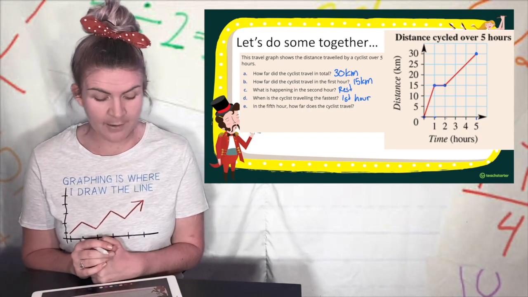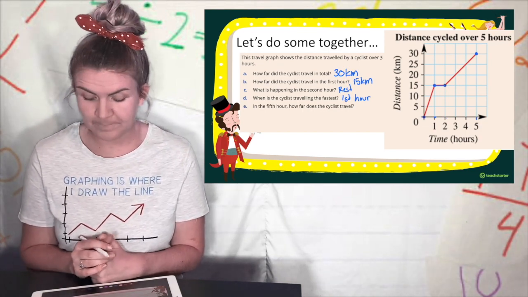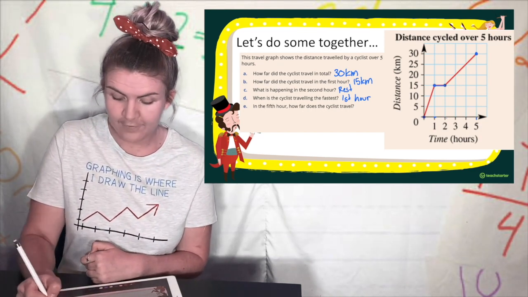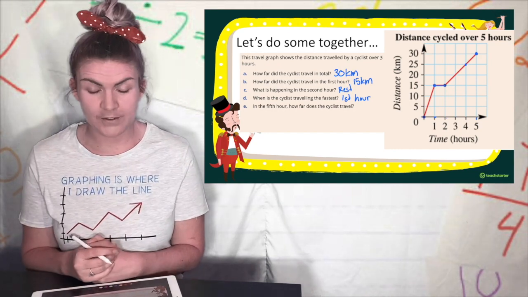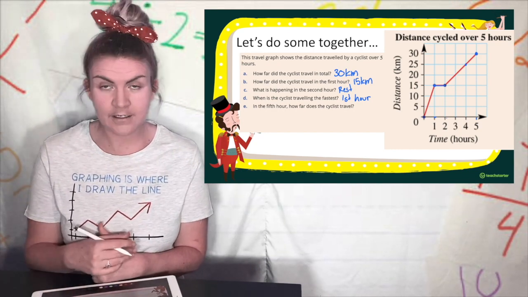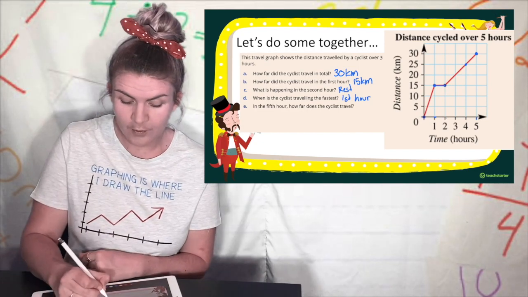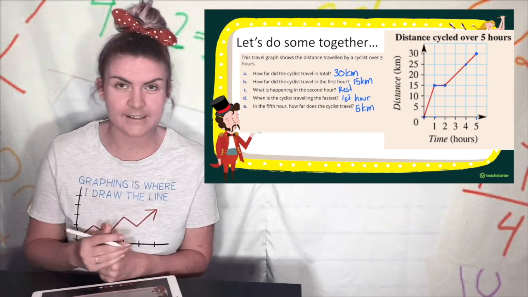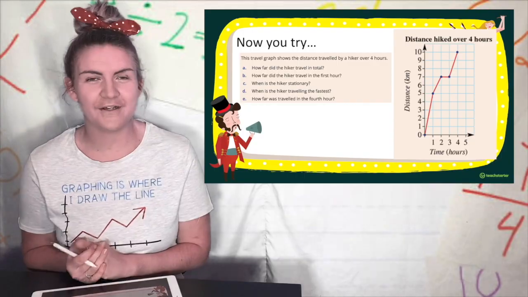E. In the 5th hour, how far did the cyclist travel? Well, I'm going from 4 to 5. So the 4th point is at 25 kilometers and then he finishes at 30 kilometers, which means he must have traveled 5 kilometers in the last hour. You try interpret a line graph.